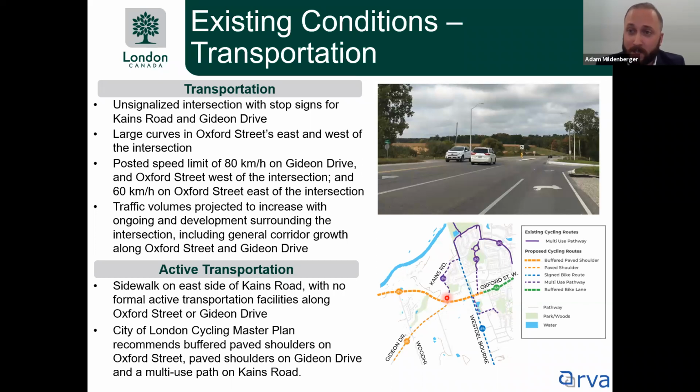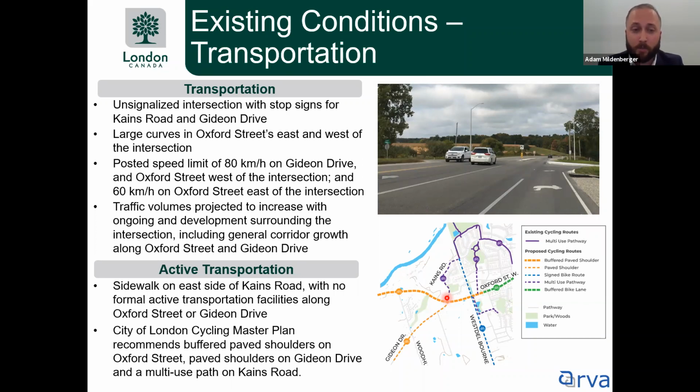The traffic volumes in this area, and specifically at this intersection, are projected to increase. And I'm going to speak to that a little bit later in the presentation. Sidewalks are currently provided on the east side of Kains Road, but there are no formal active transportation facilities such as sidewalks or pathways or cycle track, multi-use path on either Oxford Street or Gideon Drive.